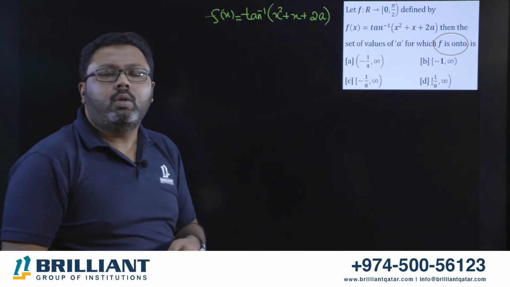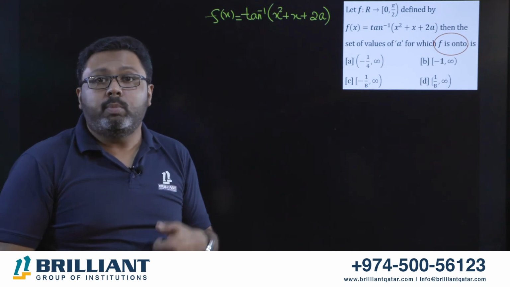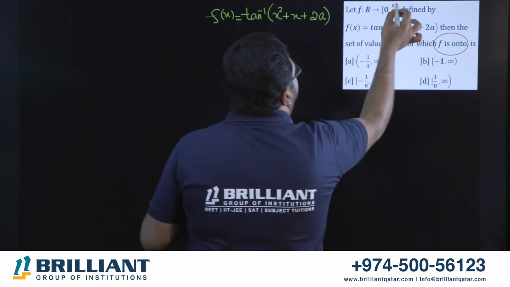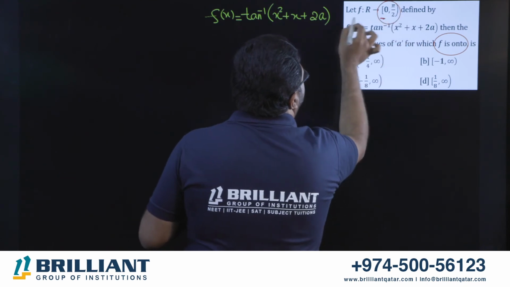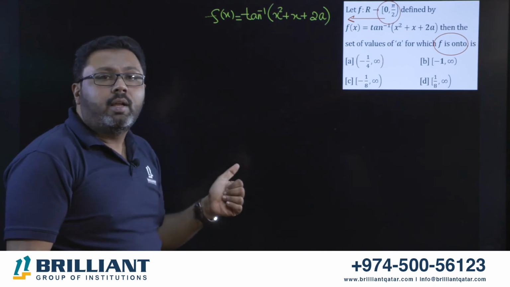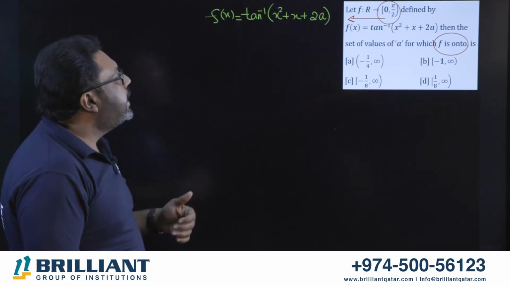F is onto. What is the meaning of onto? Onto means every element in the codomain should have a pre-image. Now, it's a very easy understanding.